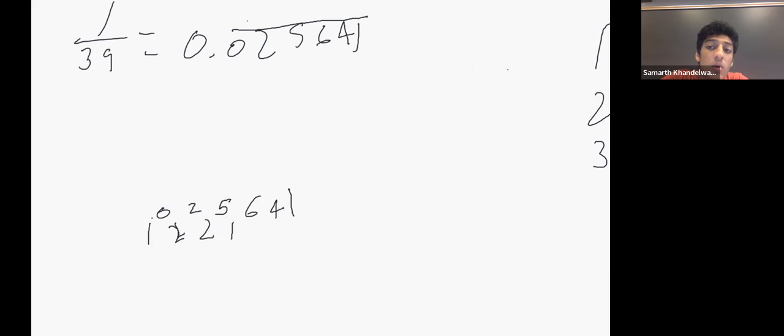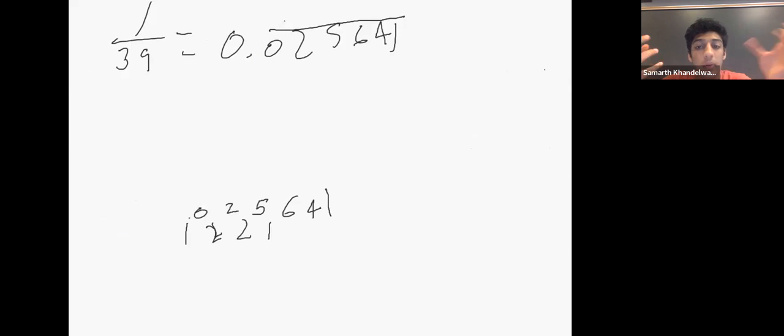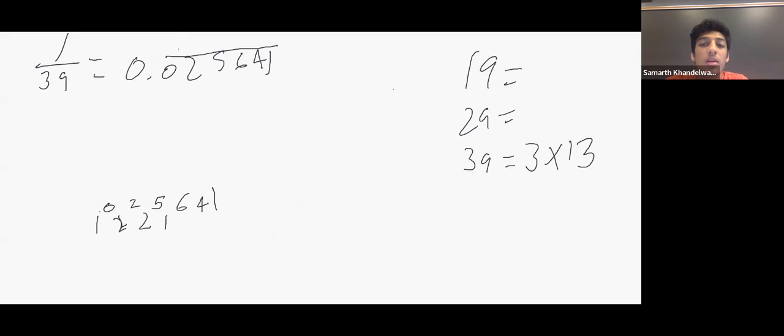ones before, because 1 over 19 and 29 did not have common factors that weren't prime. All the factors of 19 and 29 were prime numbers, the only factors were 1 and 19, right? 19 is not divisible by anything else, neither is 29. But 39 is divisible by 3 and it's divisible by 13. So that actually changes the way that these decimals look.